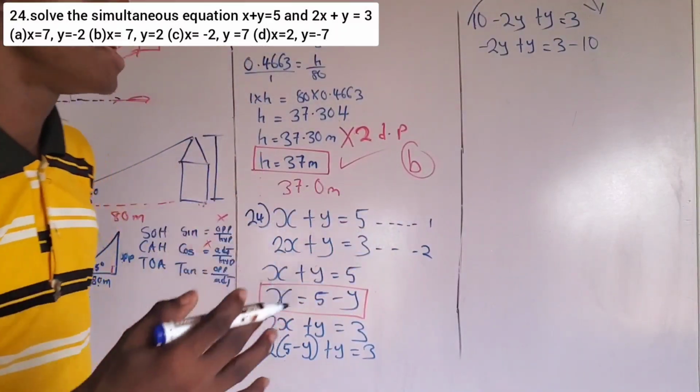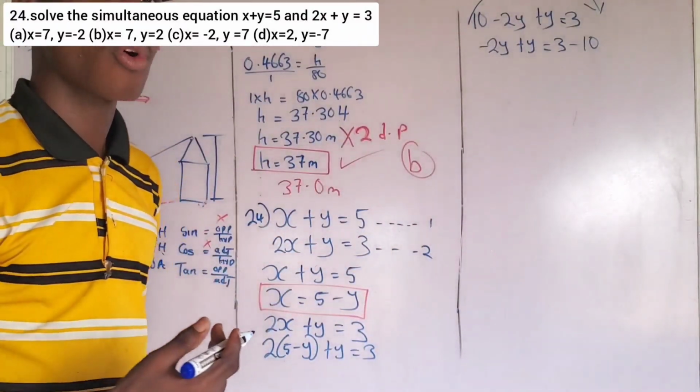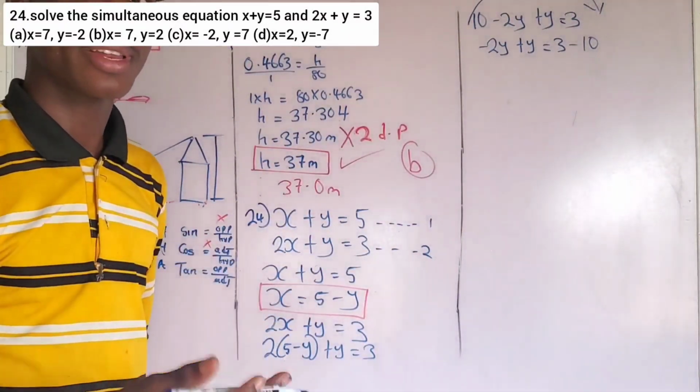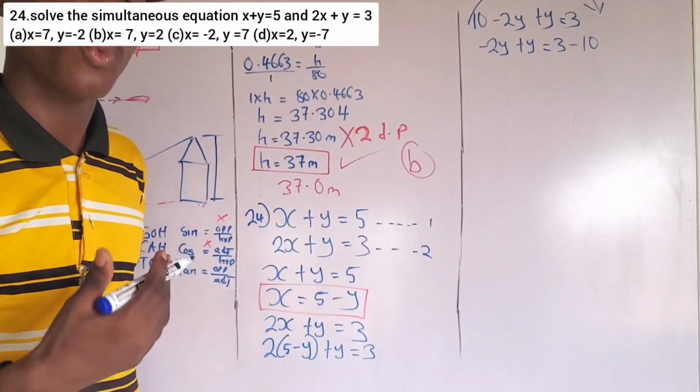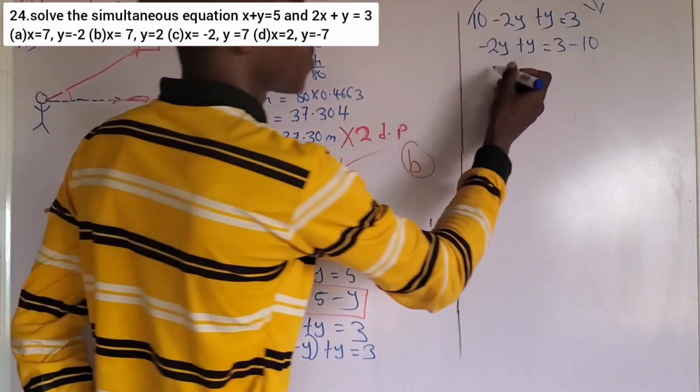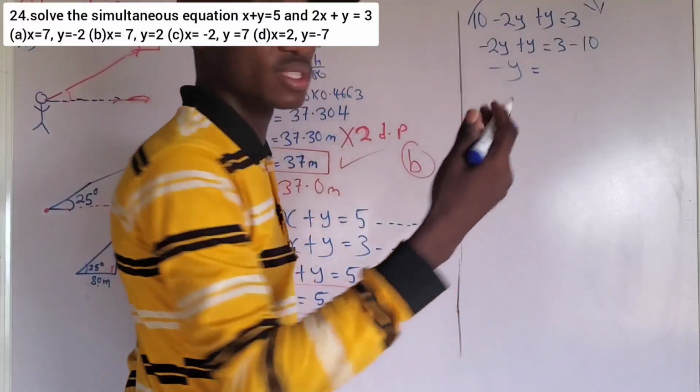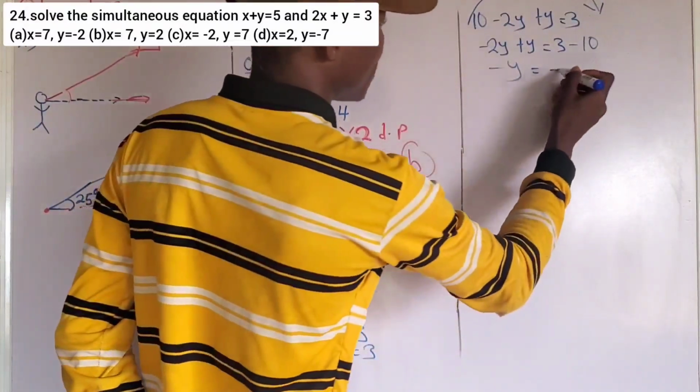Negative 2y plus y means, let's say you are owing someone 2 naira. You now pay 1 naira. How many are you owing? You are still owing 1 naira, right? That is negative y. So I'm going to have negative y is equal to 3 minus 10. That is negative 7. So I'm going to have negative 7 here.